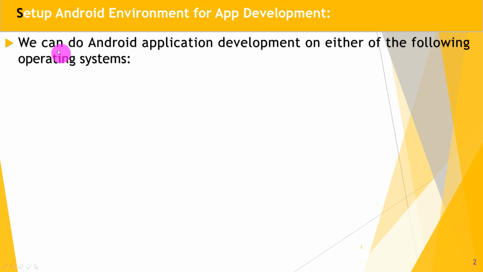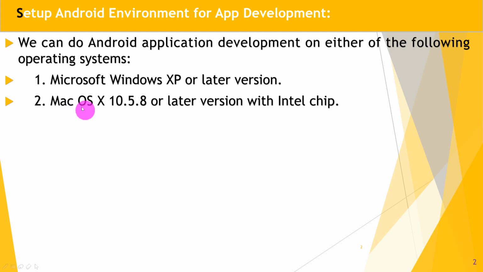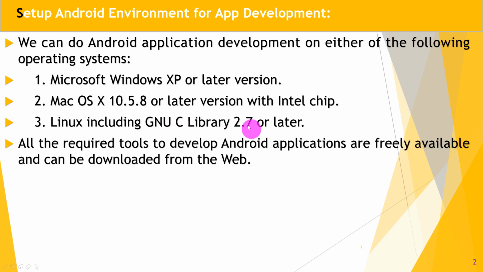We can do Android application development on any of the following operating systems. First one is Microsoft Windows XP or later versions, then Mac OS 10.5.8 or later versions with Intel chip. The third type of operating system is Linux, including GNU C library 2.7 or later.